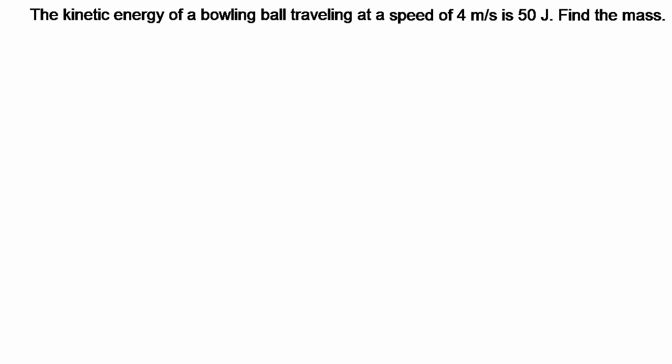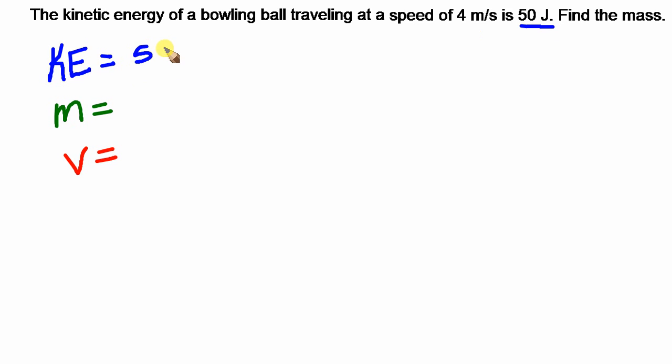First thing I'm always going to do every single time is identify my variables. I know that in a kinetic energy problem, because I see the words kinetic energy, I have kinetic energy, mass, and velocity. Now I have to try to find these variables in my problem. Kinetic energy has the ending of joules, so I know that I have a kinetic energy of 50 joules.